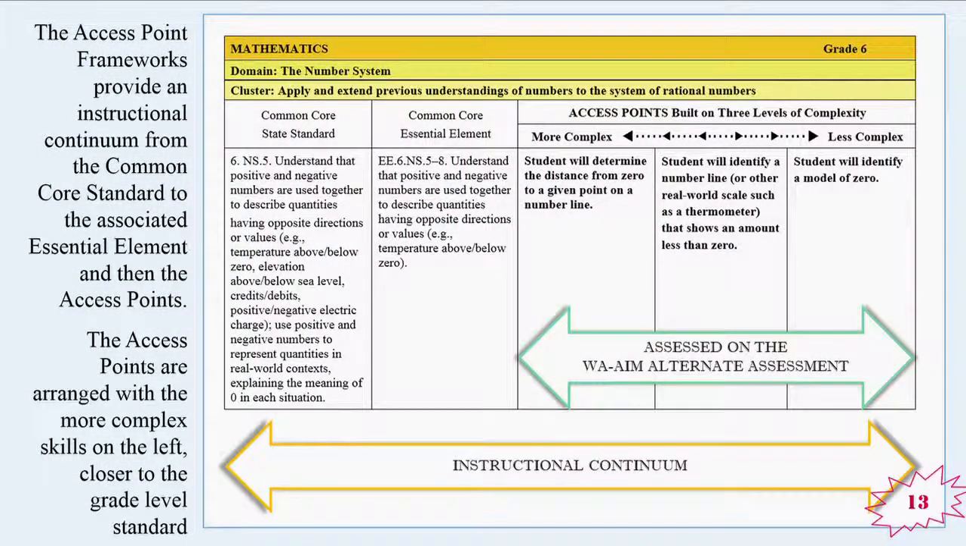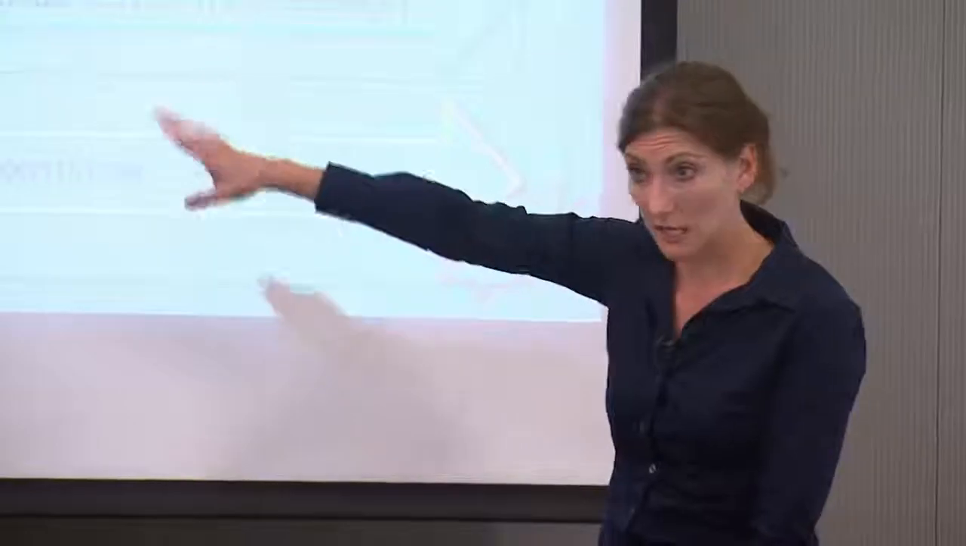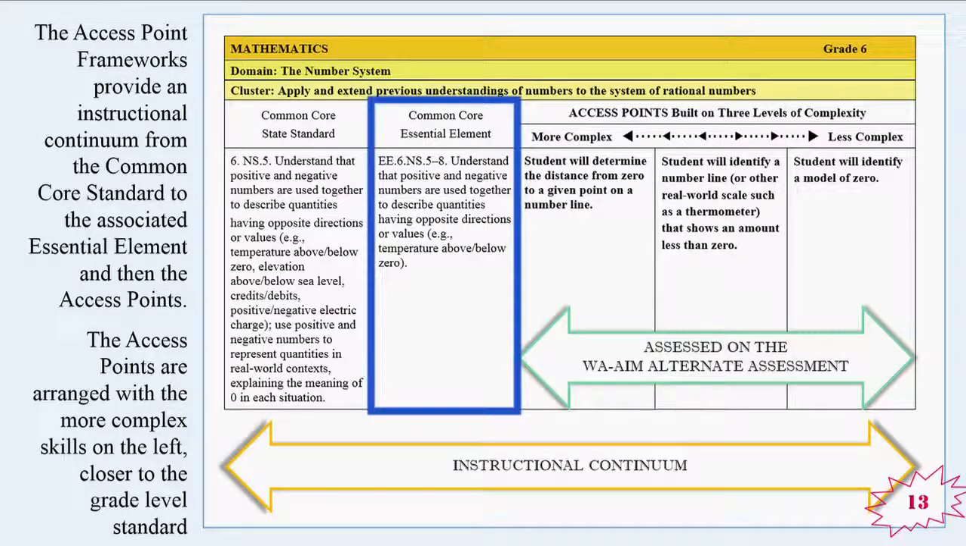The Common Core Standard, 6th grade mathematics, the number system. So always laid out the same, is understand that positive and negative numbers are used together to describe quantities having opposite directions or values. I'll stop there. You get the idea. Okay. The essential element is understand that positive and negative numbers are used together to describe quantities having opposite directions or values. Okay. That's still a pretty high-level space.